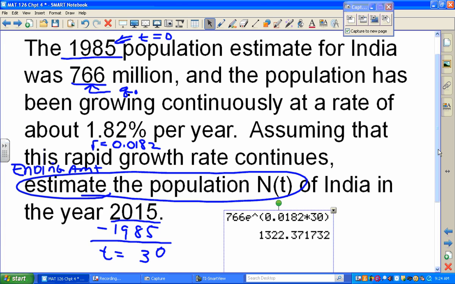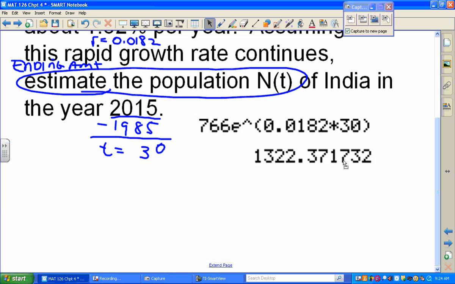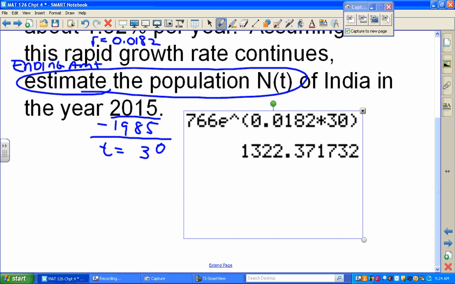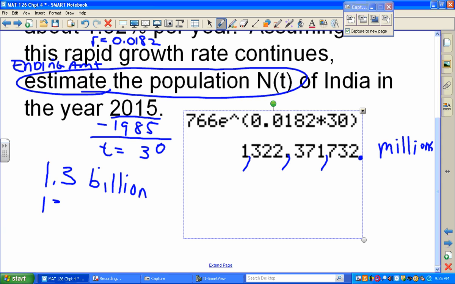1,300,000. So this is in millions, correct? Yeah, so you could move the decimal 1, 2, 3, 4. You can say that is your answer. So it'd actually be 1,322,371,732. Is it like that because it's not money? Right. Okay. So you can write your answer a variety of ways. Some people write 1.3 billion. That's fine. Some people write 1,322 million. Okay?